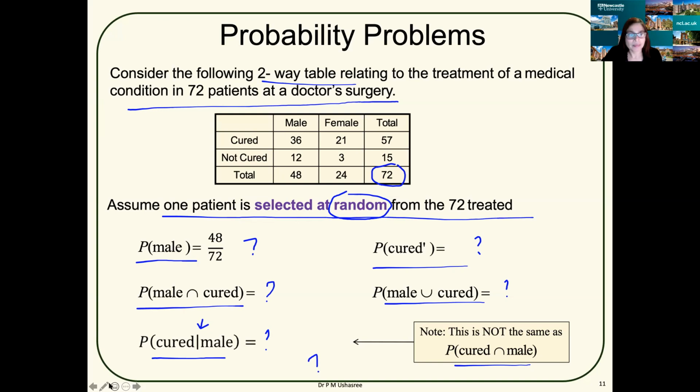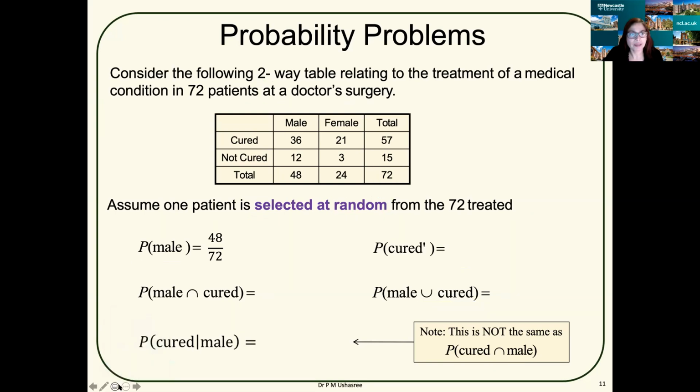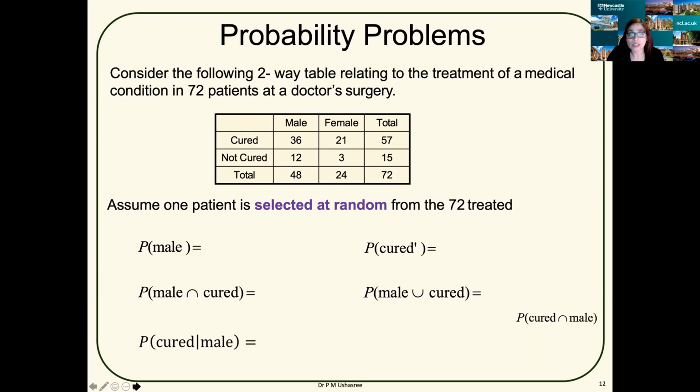Okay, let me just rub this all. Let me go back here. What is the probability that the patient you picked is a male? Total outcomes is 72. Out of 72, there are 36 plus 12, so 48 ways you can pick a male, so 48 out of 72. You simplify this and you get 2 by 3.